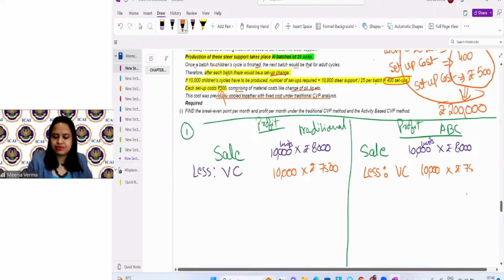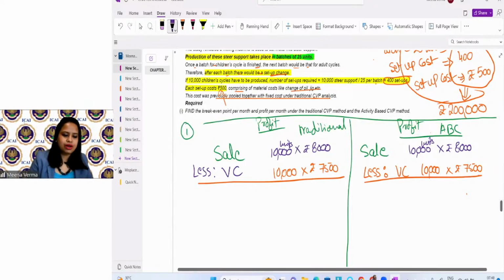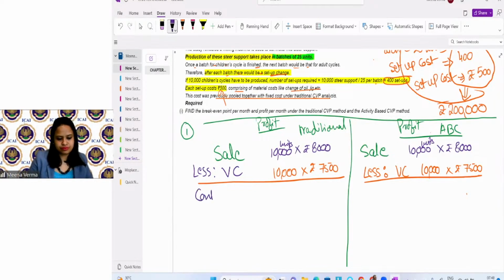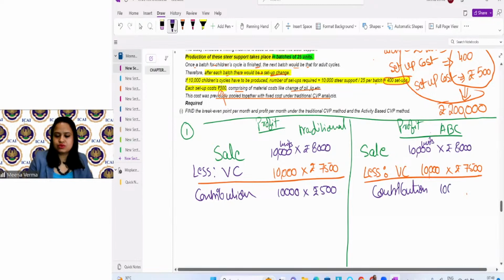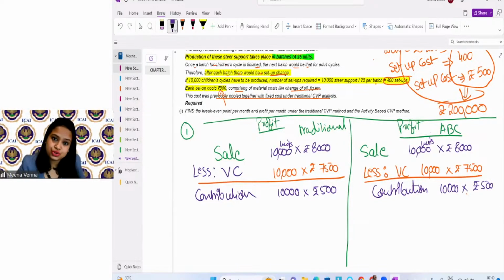Rupees 7,500. If you subtract them, what will you get? Contribution. We will get contribution, ma'am. So 10,000 units into rupees 500. This will be the total contribution of the company.